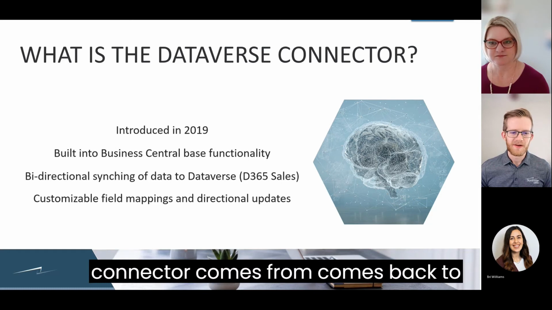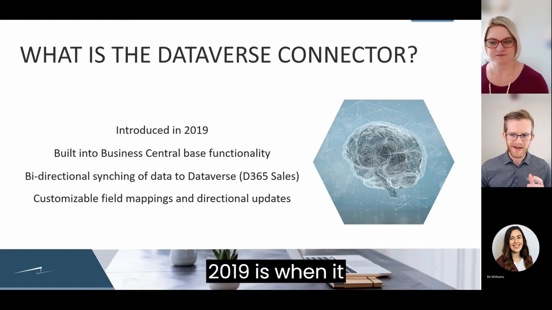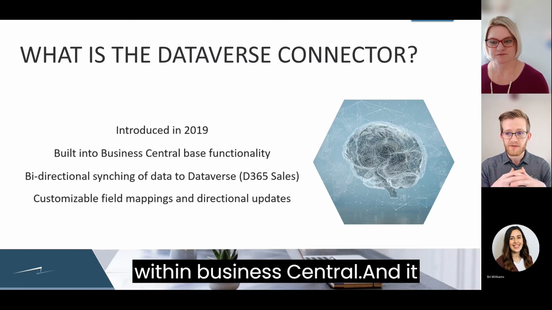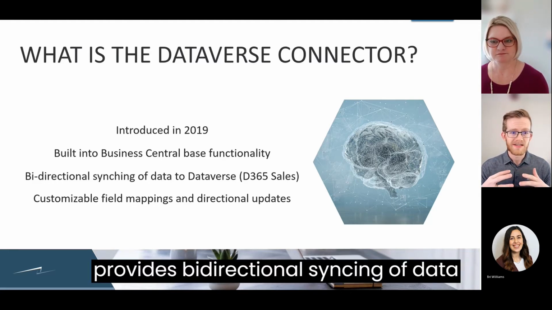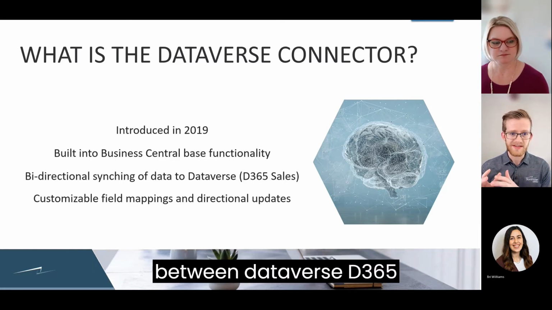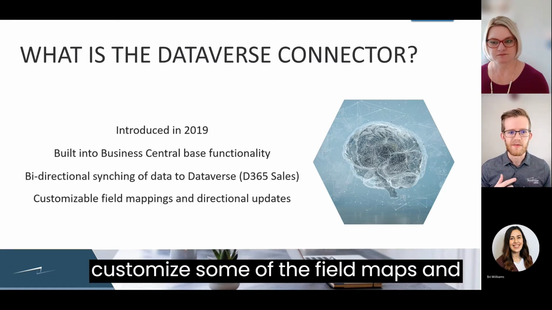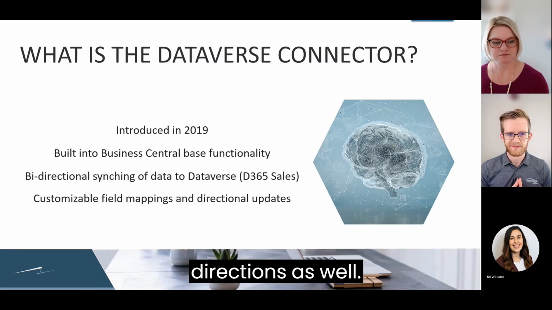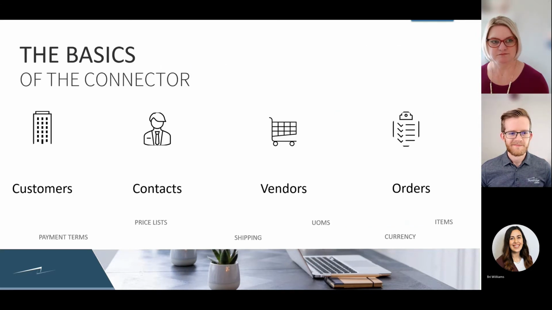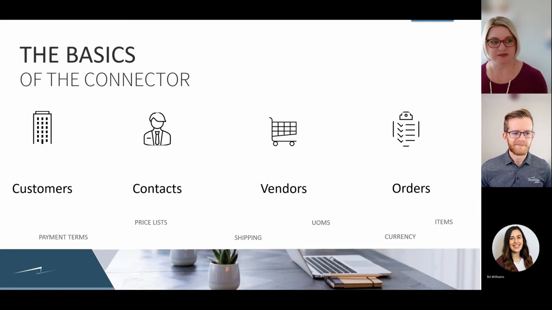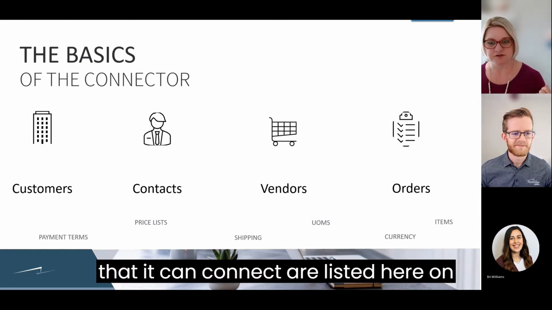So this connector comes back to 2019, is when it originated. It resides within Business Central, and it provides bidirectional syncing of data between Dataverse, D365 Sales, and Business Central. And you can customize some of the field maps and directions as well. And speaking of that, some of the things that it can connect are listed here on the screen.